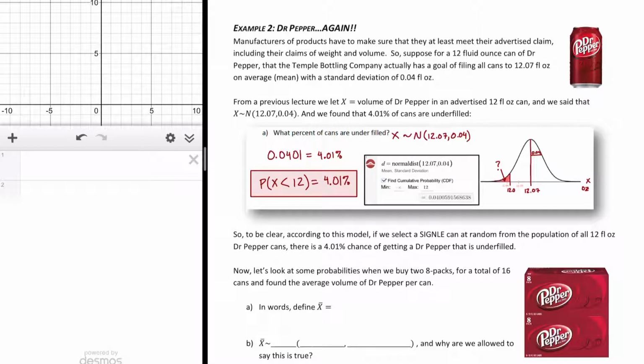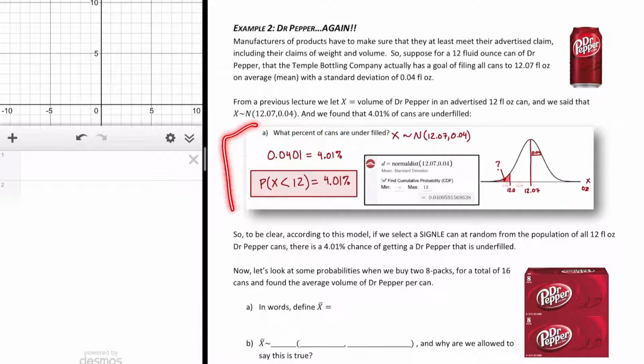So suppose for a 12 fluid ounce can of Dr. Pepper that the Temple Bottling Company actually has a goal of filling all cans to 12.07 fluid ounces on average, which would be the mean, and a standard deviation of 0.04 fluid ounces. So this is a single can. Now we've looked at this before.